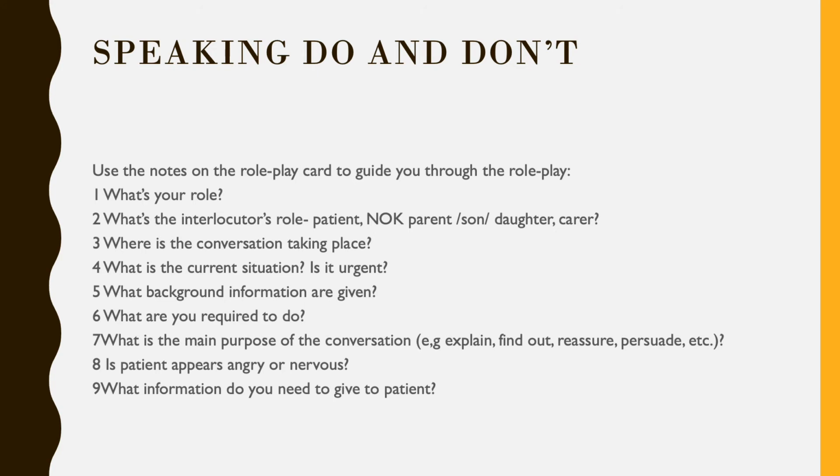In order to reach OET speaking grade B, here are some things you must remember to do and some things you mustn't do. Use the notes on the role play card to guide you through the role play. What is your role? What's the interlocutor's role? Patient, next of kin, parent, son, daughter, or carer, etc. Where is the conversation taking place? What's the current situation? Is it urgent?